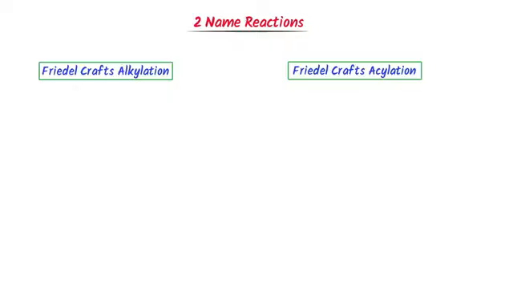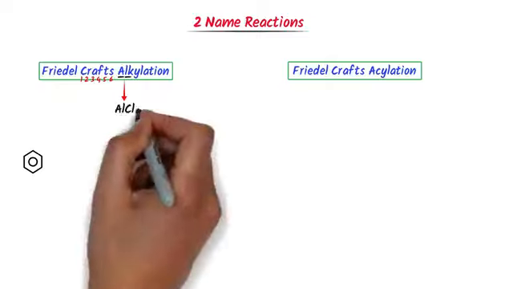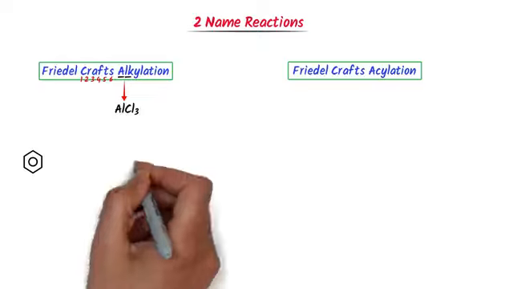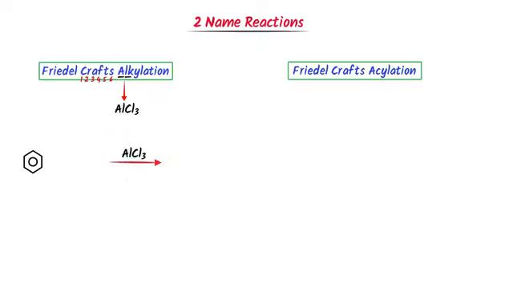Well, I always count the letters of Crafts: 1, 2, 3, 4, 5, 6. These 6 letters remind me the 6 carbons of benzene ring. So I write here benzene ring. Secondly, this A and L in alkylation reminds me AlCl3, aluminium chloride. So I write here aluminium chloride.